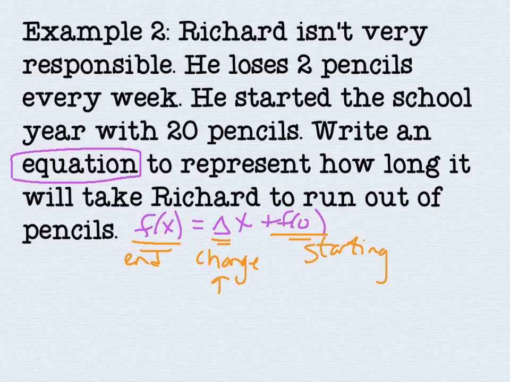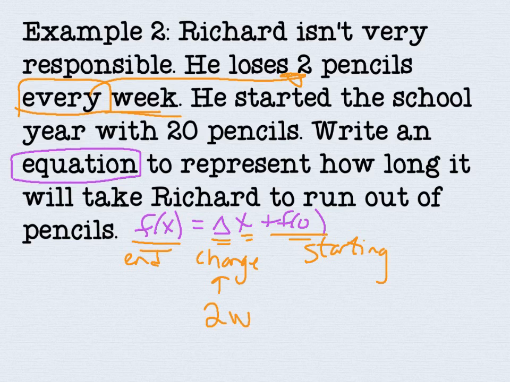So let's start with this change. It's kind of the easiest place to start because we know that we're looking for our particular words, each or every or per. If I read back through, Richard isn't very responsible, he loses 2 pencils every week. So what number is corresponding to that repeated multiplication? If I look back, it looks like it's going to be a 2. So that 2 is how we are changing every week. Now, what variable could I use? I could use an x, like I said before, but since we're talking about every week, it also makes sense to use a w to represent weeks.